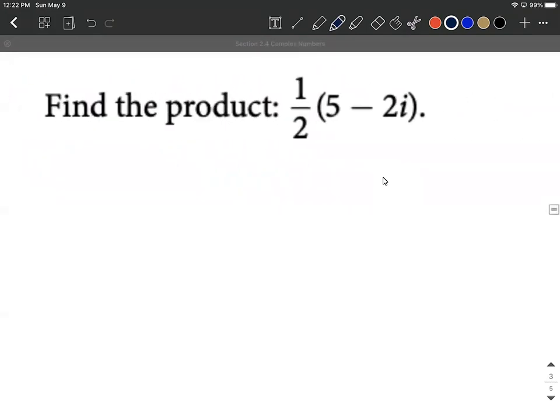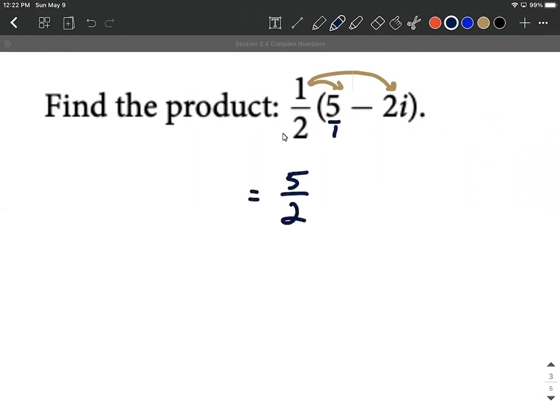We have a fraction out in front. So again, you're going to distribute this 1/2 to each term on the inside. Just be careful. Distributive property. So we have 1/2 multiplied by 5. You can visualize that as 5/1. So you multiply numerators, multiply denominators.